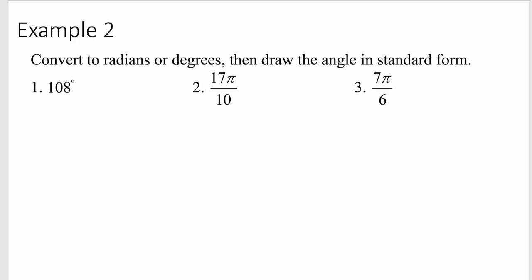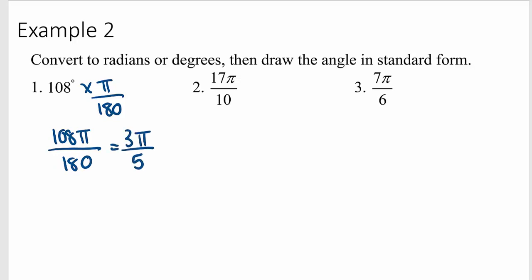So with the first question, we're given degrees, so that means we are going to change that to radians. To go from degrees to radians, we are going to multiply by pi over 180. Now we leave pi in the answer unless we're asked to convert it to a decimal. So we'll reduce 108 over 180, and that simplifies to be 3 pi over 5.